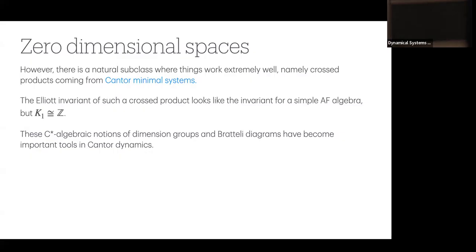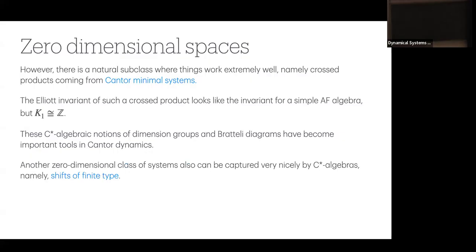Right. So Bratteli diagrams also, which we saw were used to classify AF algebras originally, these also have become very important tools in Cantor dynamics. So there's a way of associating a Bratteli diagram to every Cantor minimal system. And in fact, this Bratteli diagram, if you ignore the action that you add to it, will give you exactly the AF algebra whose dimension group is the K0 group of the Cantor minimal system. So they're very, very intimately related.